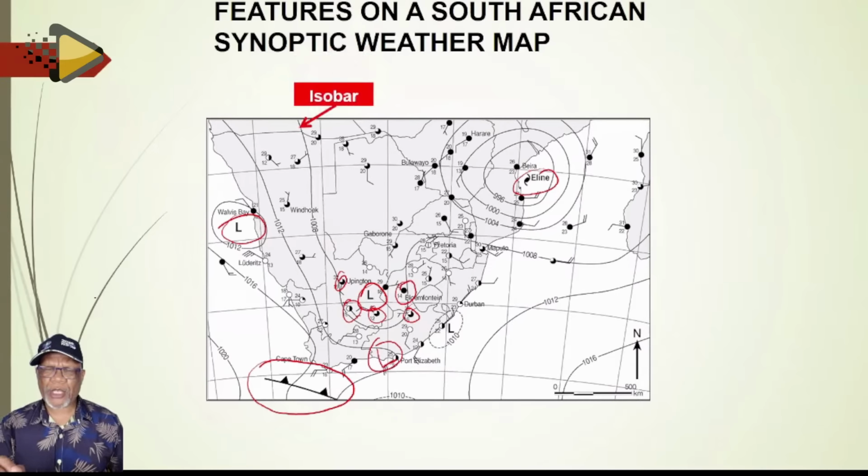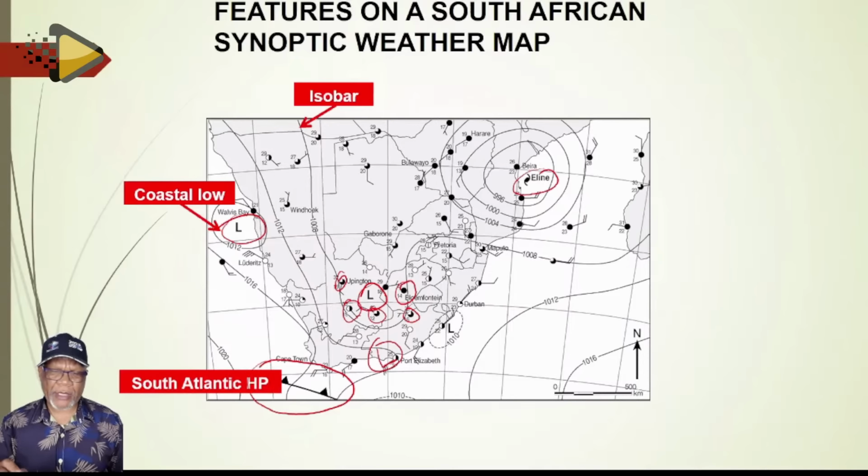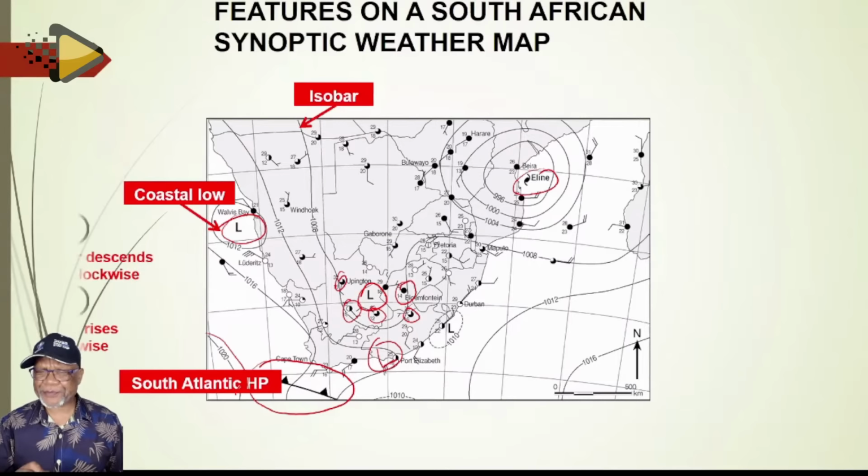What do we see here? We see isobars. Every grade 12 learner should know that an isobar is a line joining places with the same atmospheric pressure. And then what we have there is a coastal low, as we have explained what a coastal low is. And then what do we have there? This side, you have your South Atlantic high pressure cell.